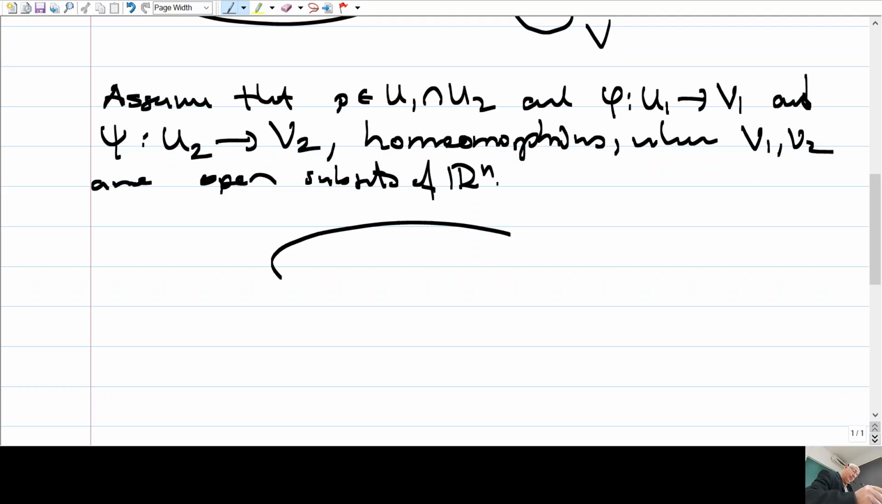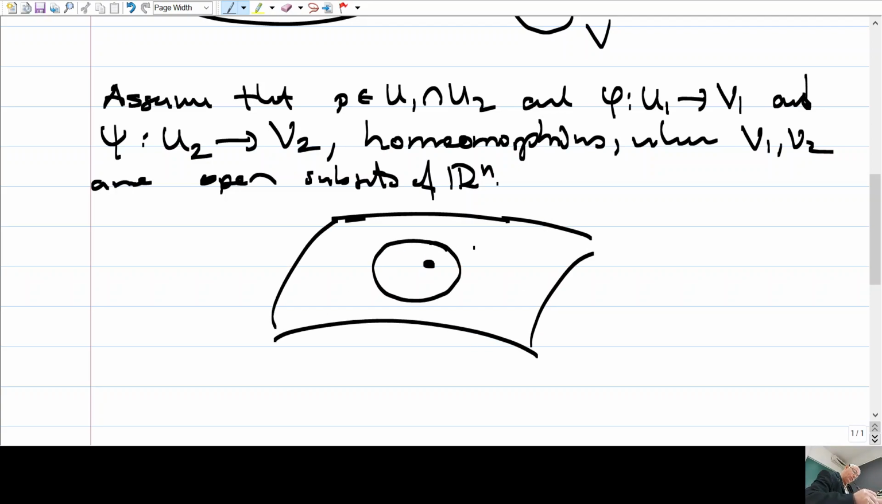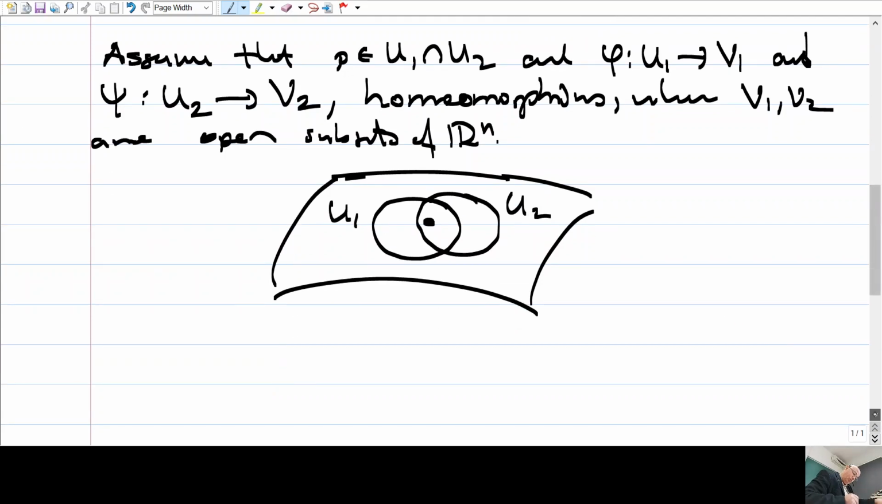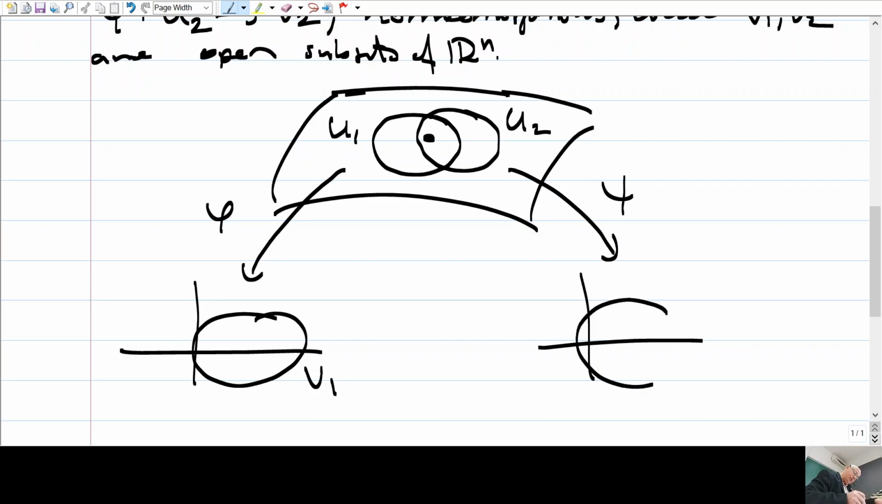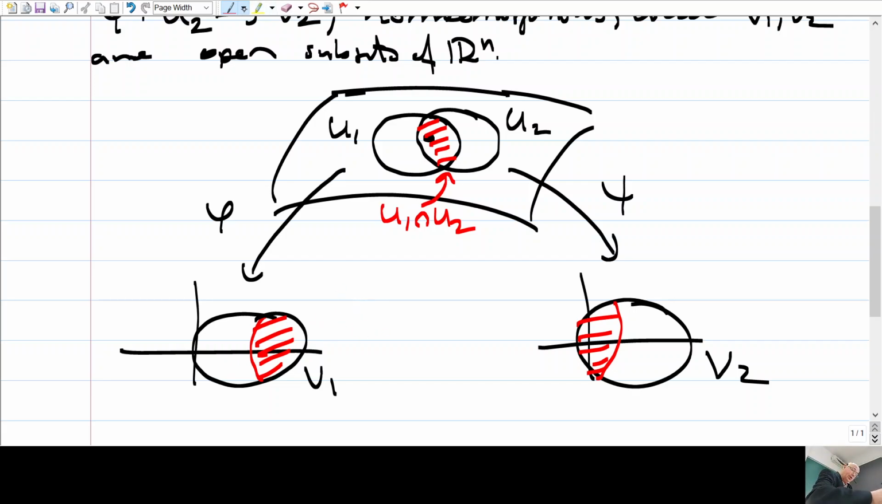Yani elimizde şöyle bir resim var. We have our manifold. Okay, let me write it like this. And we have two open neighborhoods like this. And we have phi, let's say V1, and then psi, and here V2. And we have this intersection. Okay, so that is U1 intersection U2, this intersection. And the image of this intersection under these homeomorphisms are some subsets like this, let's say, and like this. Okay, and here I have the composition map.